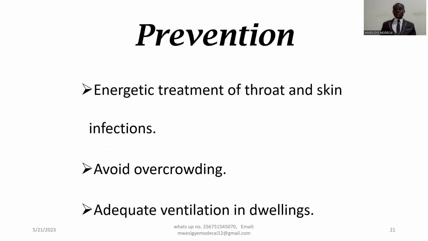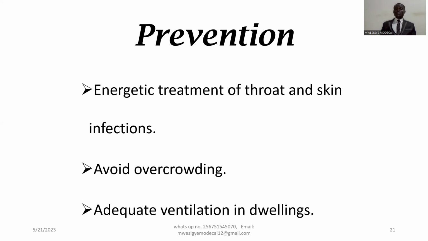How do we prevent this condition? One, energetic treatment of throat and skin infection. When someone gets upper respiratory tract infection or skin infection, we should not neglect them. We should treat them because that's where the source of the problem starts. Avoid overcrowding. Then lastly, we are saying adequate ventilation.